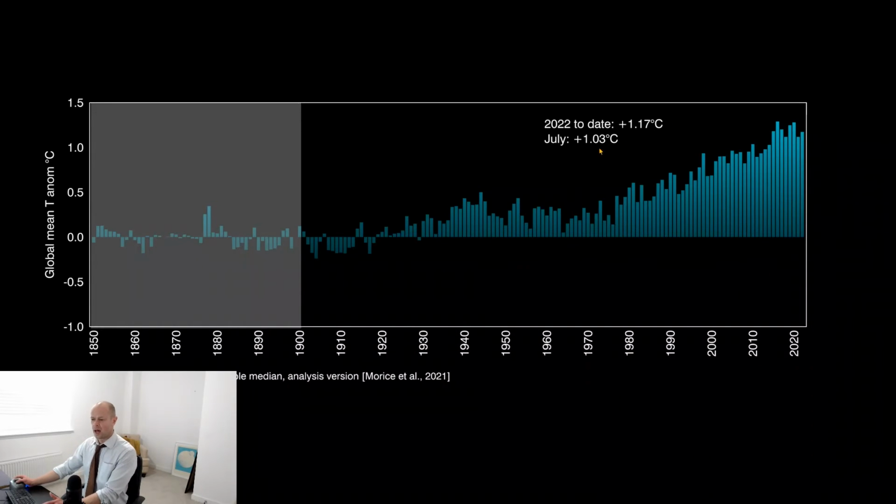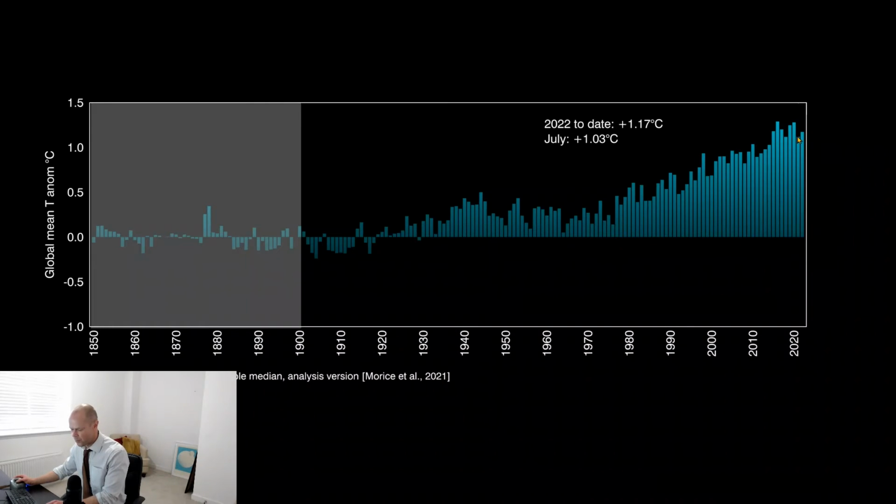And in fact, for July, the global mean temperature anomaly was about plus 1.03 for 2022 relative to the pre-industrial period. For the year of 2022, actually looking at the numbers, the warmest month compared to the pre-industrial period was March for the globe as an average.